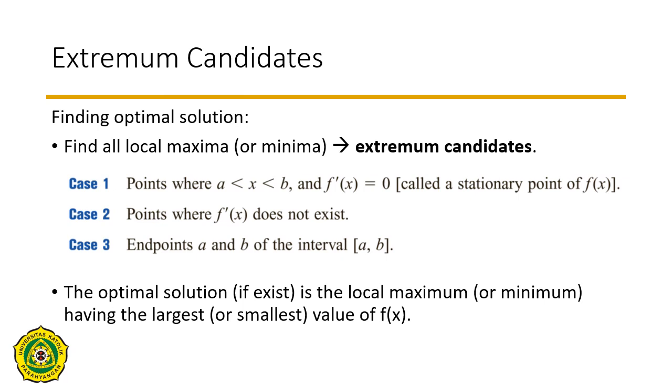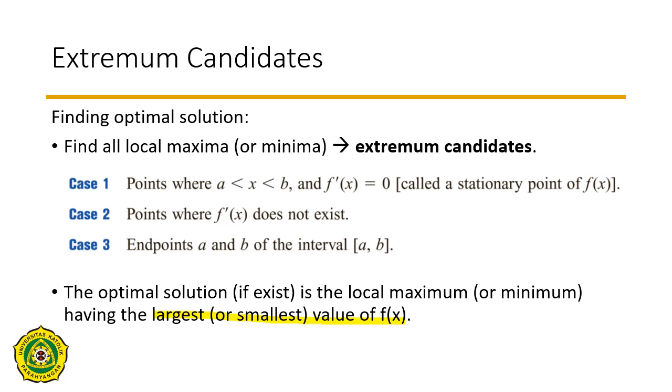Now here is how we are going to find the optimal solution for an NLP with one variable. We need to find all local maxima or local minima. These local minima or local maxima are called the extremum candidates. They are called candidates because finally we have to check which one among the candidates has the best value of f(x), either the largest or the smallest, and that point is the optimal solution.